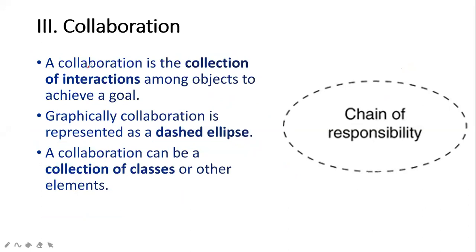collaboration. Collaboration is defined in this form, with a dashed line, in an ellipse shape with the name written inside, right? It is a collection. So here the name of the collaboration is Chain of Responsibility. All the collection of interactions among the objects is defined here as the collaboration.